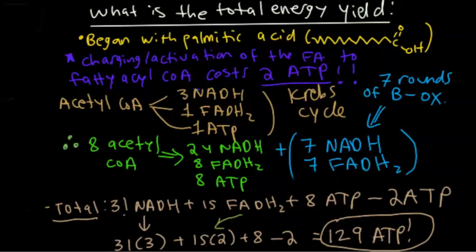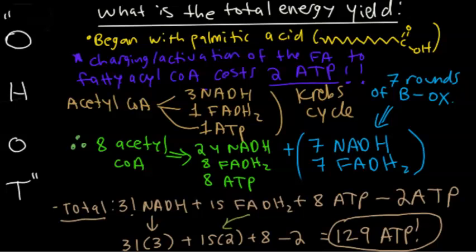Now, the interesting thing is there's actually an acronym to help you remember the beta-oxidation process. And that acronym is OHOT. Now, the O stands for oxidation. The H stands for hydration. The other O is oxidation again, and the T is the thiolase. So the first O is where we get our FADH2 from the acyl-CoA dehydrogenase.